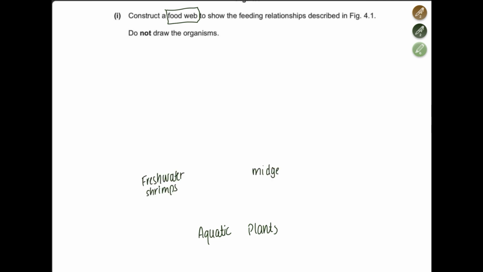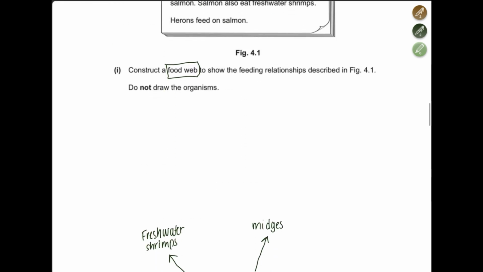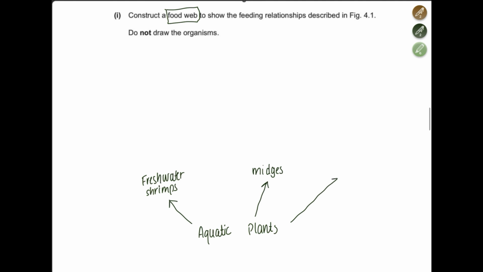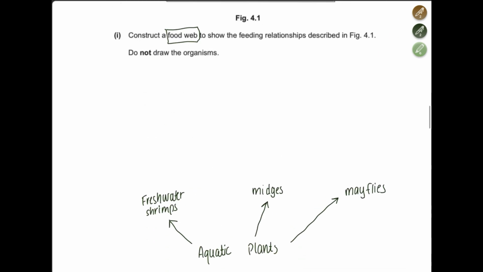Now remember how you have to draw the arrow. You have to draw the arrow as a transfer of energy. So plants provide energy to the midges as well as the freshwater shrimps. So this is how your arrow should be. And then they're saying mayflies also feed on aquatic plants. So you have another organism, mayflies. These are also feeding on aquatic plants. And then the mayflies provide food for salmon. Okay, so now you have salmon, which is feeding on mayflies. This is the secondary consumer. Mayflies are eaten by salmon.